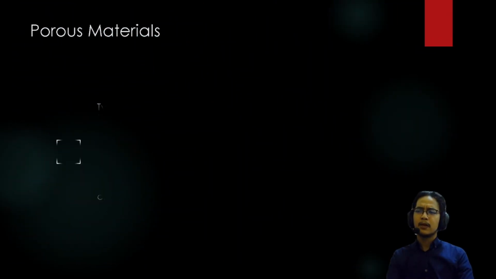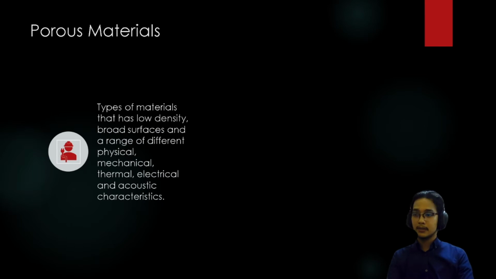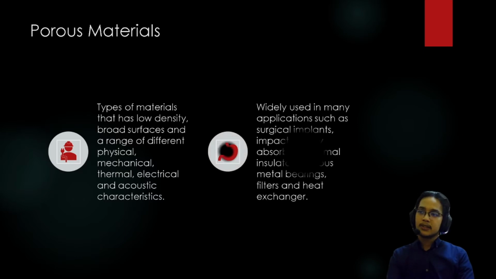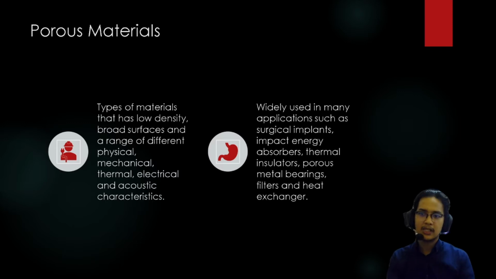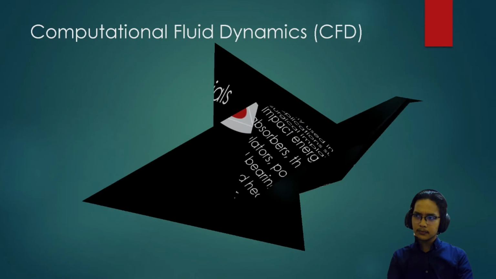Porous material. What is porous material? Porous material is a type of material that has low density, broad surfaces, and a range of different physical, mechanical, thermal, electrical, and acoustic characteristics. Porous material also has been widely used in many applications such as surgical implants, impact energy absorbers, thermal insulators, porous metal bearings, filters, and also heat exchangers.